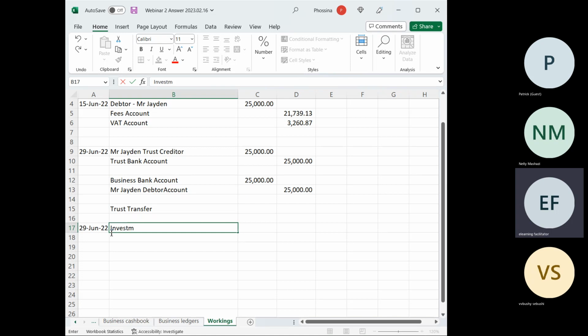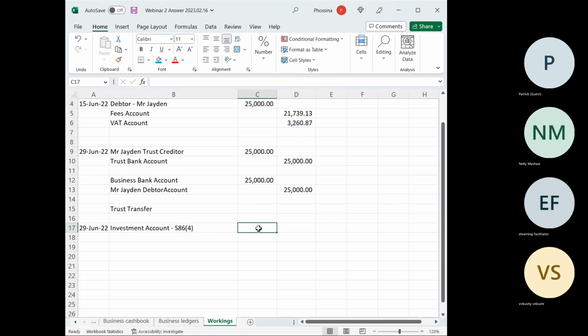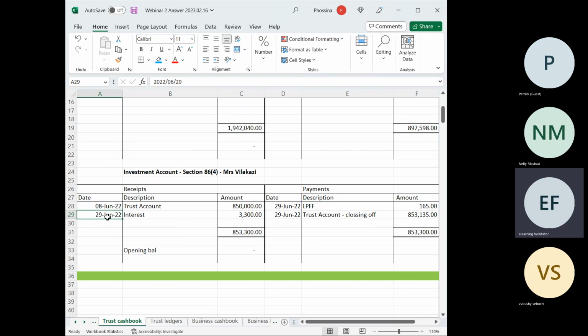So we are going to debit our investment account, which is the section 86 account. So it's a debit because the account is receiving the money. You see, the account has received the money. And if we go back to our cash books, this is a debit. It's a receipt of the money.